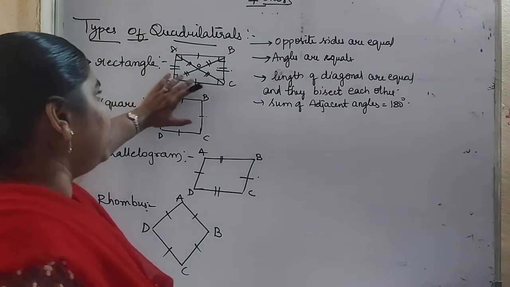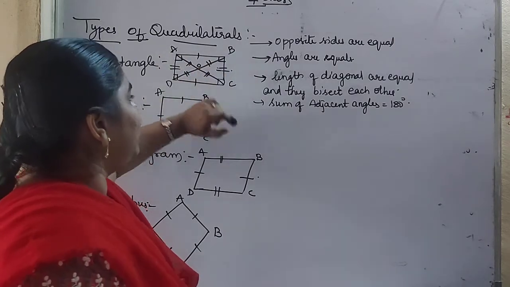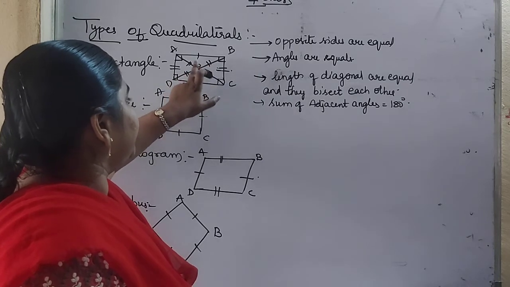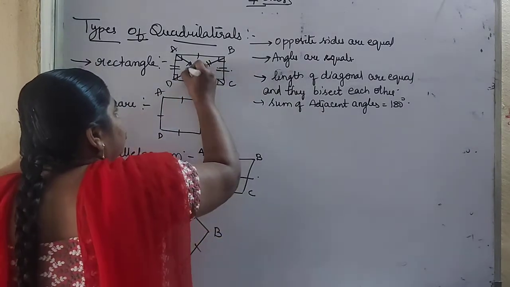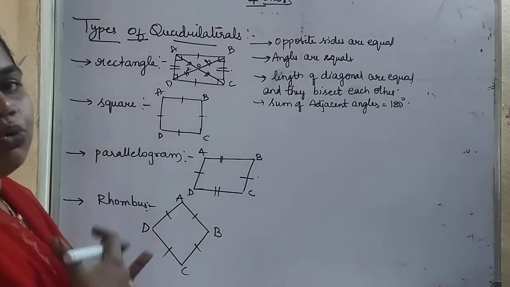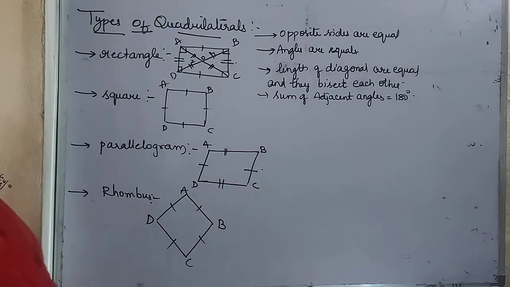So in a rectangle, opposite sides will be equal, all the angles are equal, the lengths of the diagonals will be equal and they bisect each other. The length of OD will be equal to OB. So if it is 2, here also it will be 2. They will bisect each other. That means it will be cut into two equal halves. That is called bisecting.